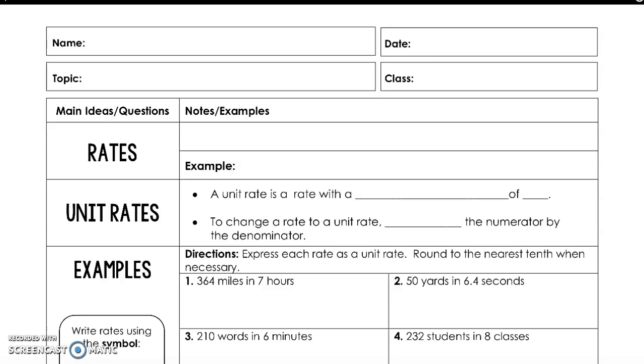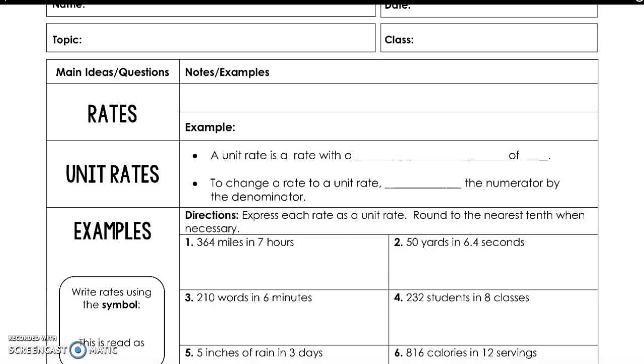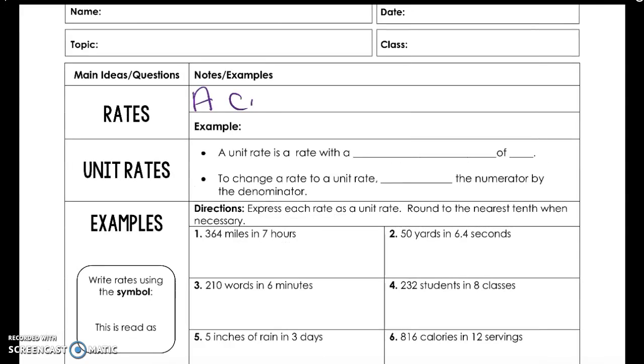This video will be the odd problems on page 4-3 and 4-4 notes. We're going to be talking about rates and more specifically unit rates. So we did ratios, which compared two different quantities. A rate is the same thing. It's also a comparison of two quantities.